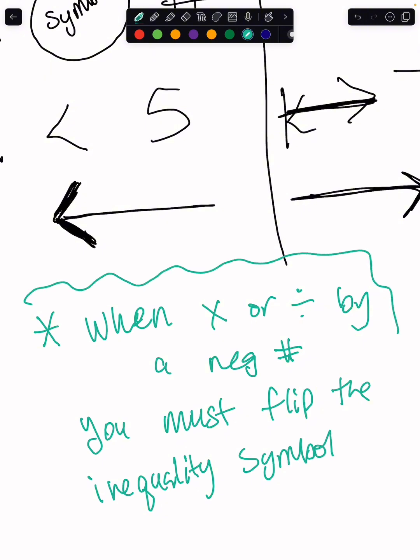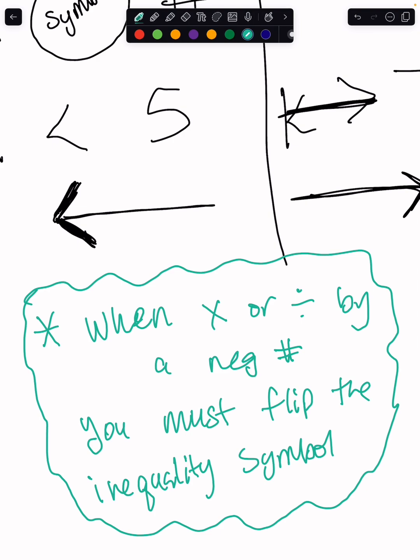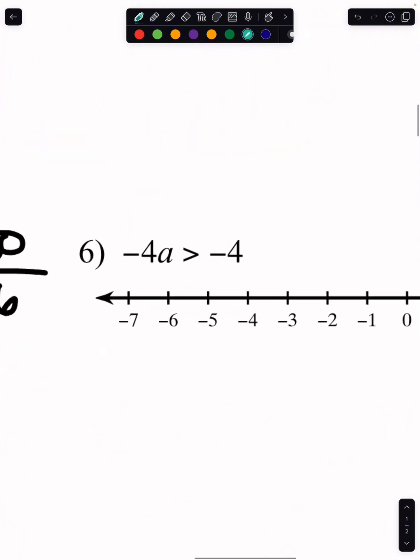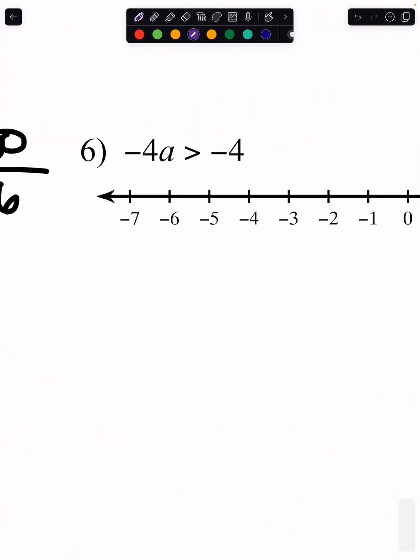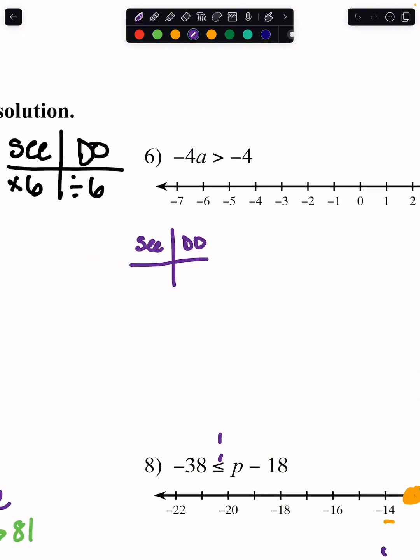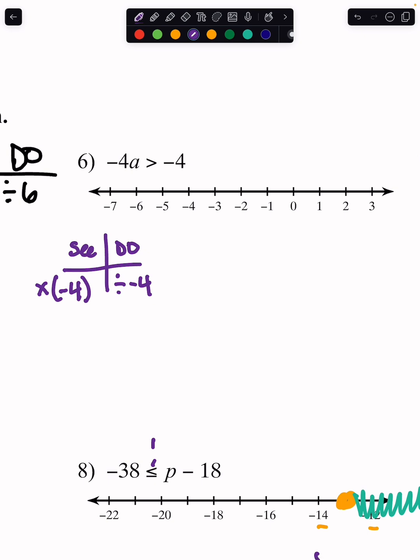And I saved that because look at what we have here. So I have this negative 4a. Actually, let's start with my c and do. Now I see a times negative 4. So I see a times negative 4, which means my do is going to be divided by negative 4. Uh-oh. So let's see. I have negative 4a is greater than negative 4. I need to divide both sides by negative 4.